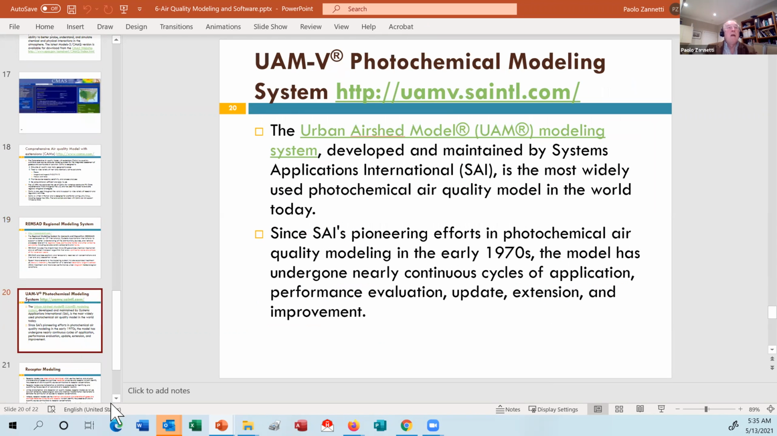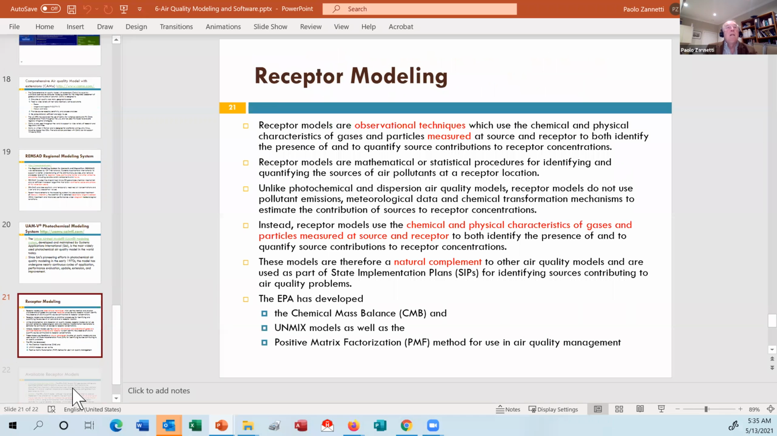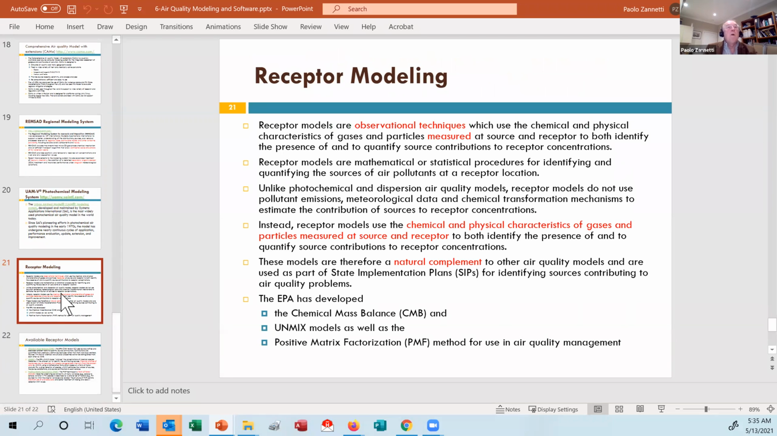REMSAD, UM5, I can skip this. Receptor modeling. We don't have time really to go through receptor modeling. It's a completely different approach from the model you have seen so far. The receptor model is not a dispersion modeling. It's a way of using measurement of particulate matter in order to understand where the pollution is coming from.